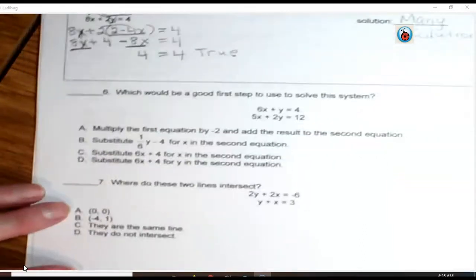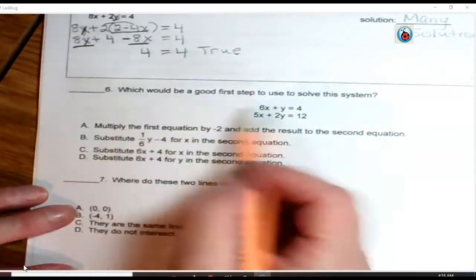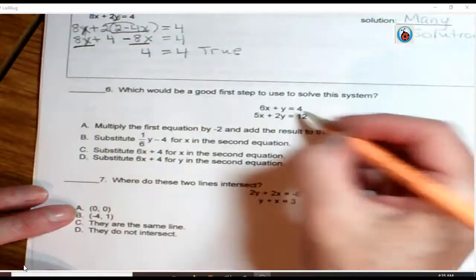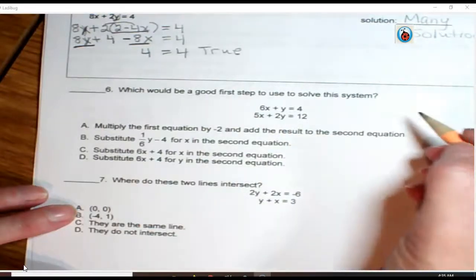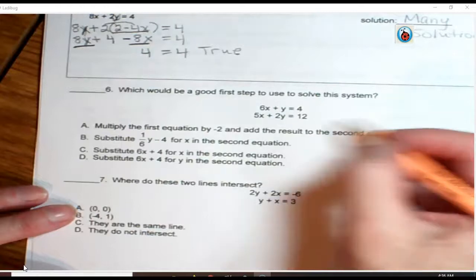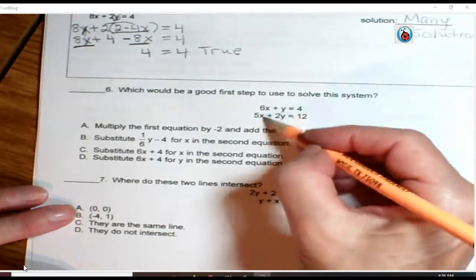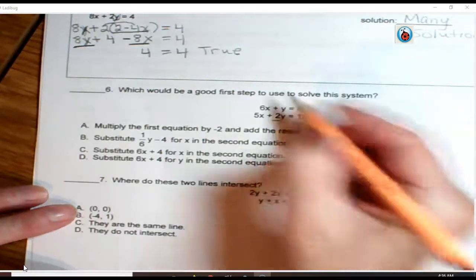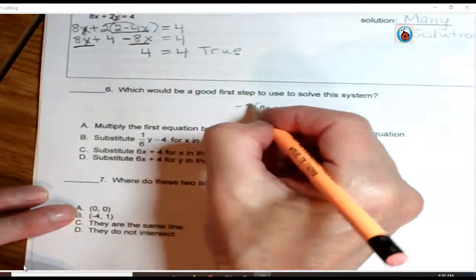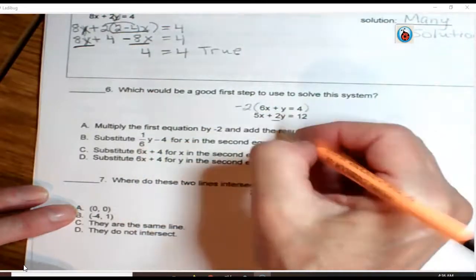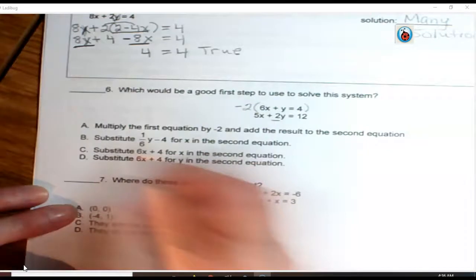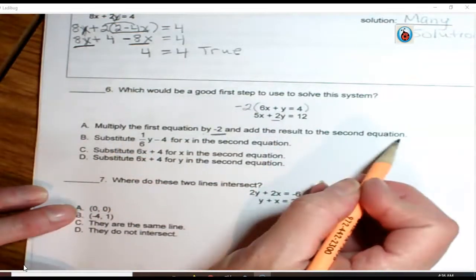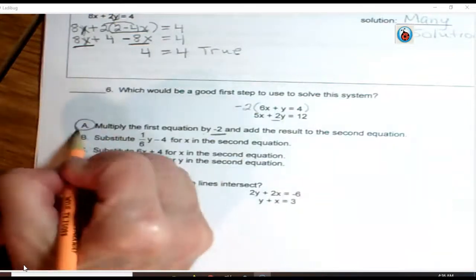Okay, let's look at number 6. Number 6 says, which would be a good first step to use to solve this system? Okay, well, it all depends on what I'm doing. If I'm doing by graphing, then I would solve each one for y. But I'm going to look, and they're set up to where you're doing elimination. So since this has a positive 2, if I multiply the top equation by -2, then I could get rid of my y's. So I'm going to look through the answers. It says multiply the first equation by -2 and add the result to the second equation. I'm going to pick that one.